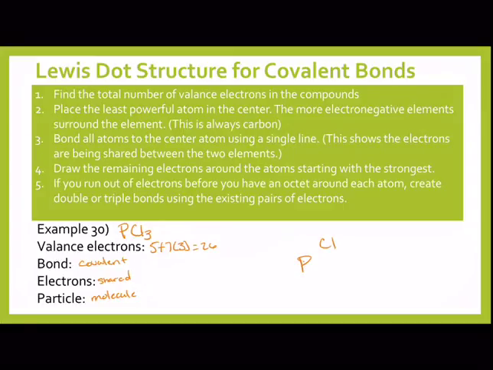So we draw our phosphorus in the center and the chlorines around it. And this time we're going to use lines to show the 2 electrons. So each line represents 2 electrons that are shared between the 2 atoms. Then we fill in with the rest of our electrons around each of our chlorine. We have 2 electrons left, and so there'll be a lone pair on phosphorus.